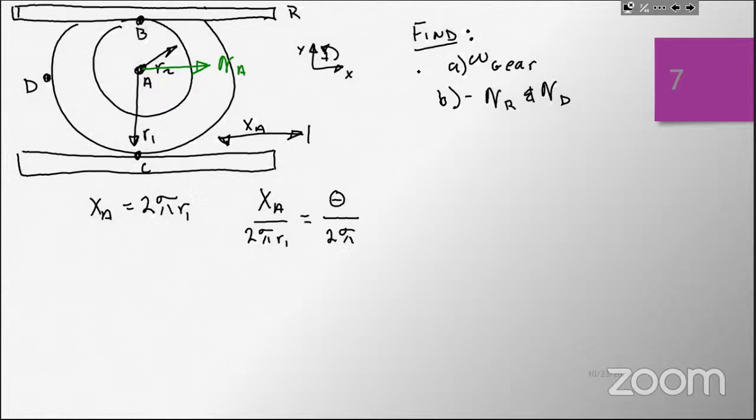Now, this is actually negative because of direction reasons, right? So I can simplify this. I can multiply through by 2 pi, right? If I multiply both sides by 2 pi, this and this go away. And it turns out that x sub a is equal to negative r1 times theta.